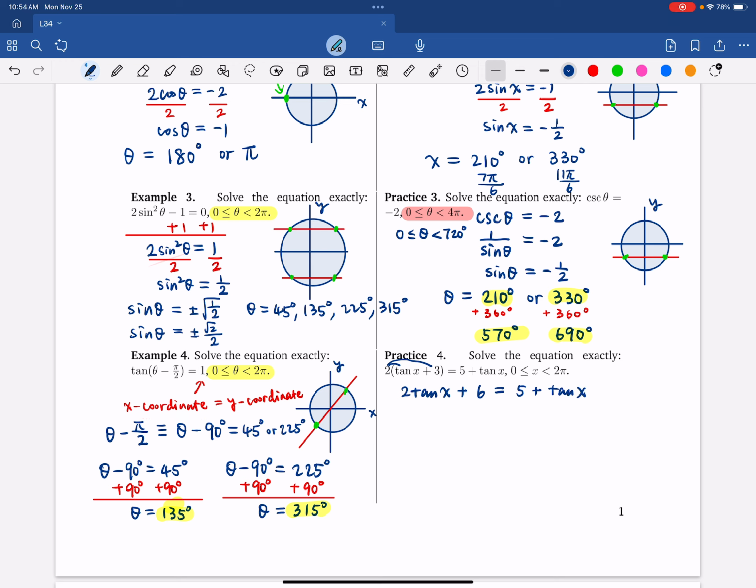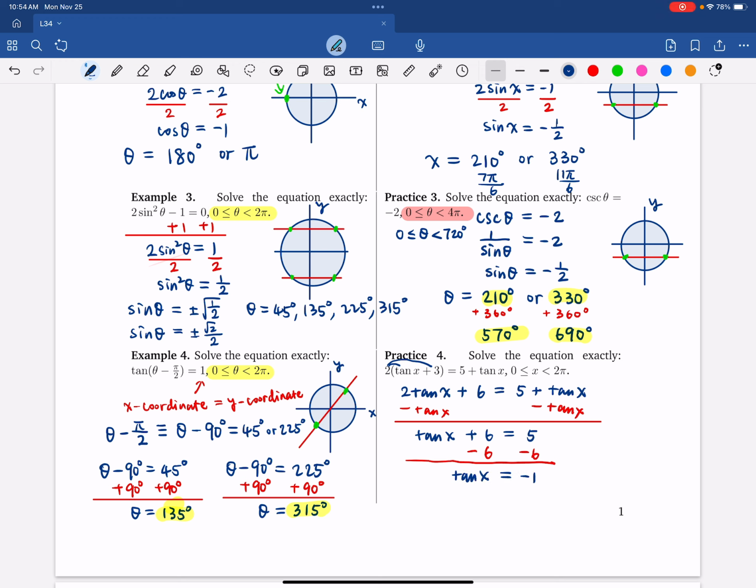And then next, I'm going to move tangent to one side. So I'm going to subtract tangent. This is because the coefficient of tangent is greater on the left-hand side. So I'm going to subtract tangent of x from both sides. And then on the left-hand side, we're going to have 1 tangent of x, right? Plus 6 equals 5. And then we subtract 6 from both sides. And we get tangent of x is -1.